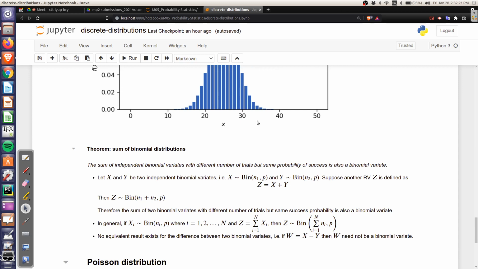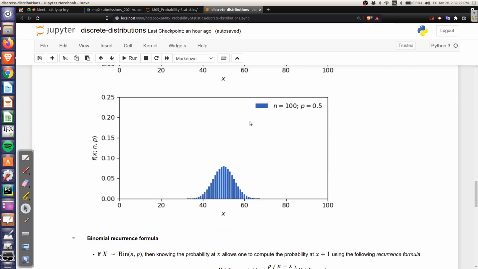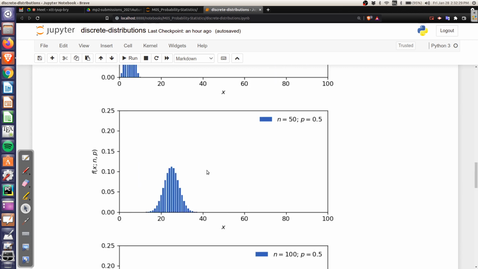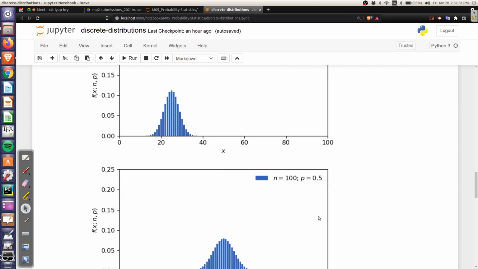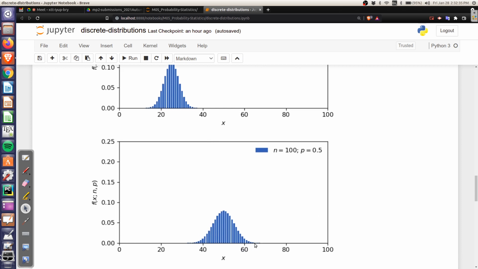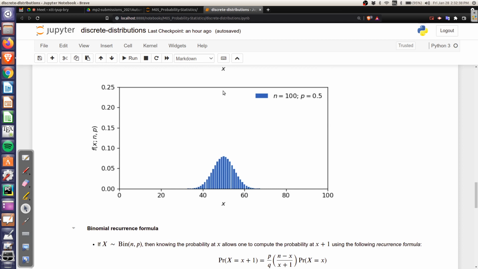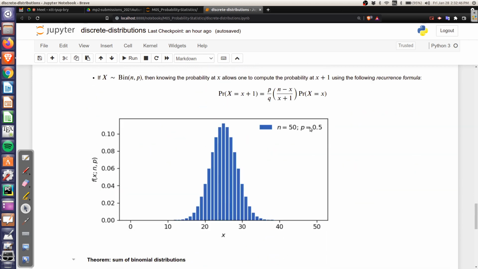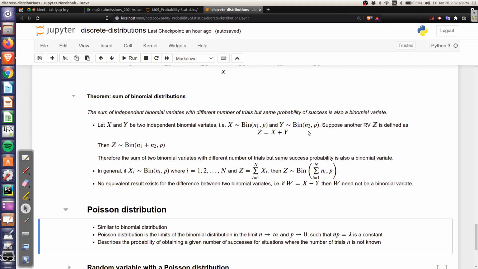As you can see over here in this example, as the number of trials was increasing, this entire distribution was moving towards the right side. And also the distribution was getting wider and wider. As the distribution is getting wider, the height is decreasing. That means the p is decreasing. The probability of success was becoming smaller and smaller, because we are increasing the number of trials.